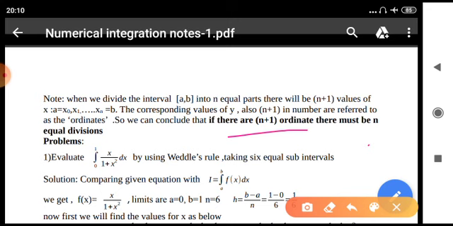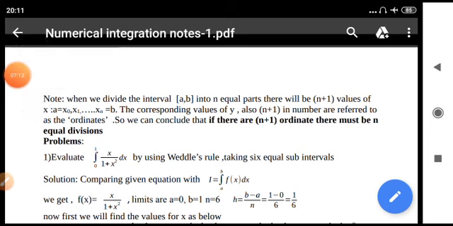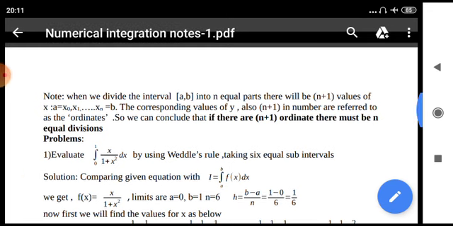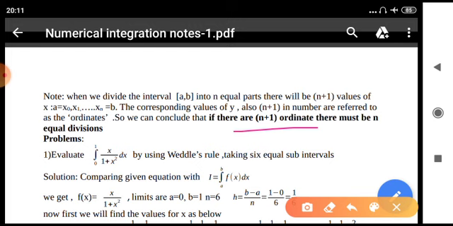For example, in some problems it may be given as there are 7 ordinates. If there are 7 ordinates, dear students, then we have to take n as 6. If there are 9 ordinates, then we have to take n value as 8. So if there are n plus 1 ordinates, there must be n equal divisions. You have to remember this.